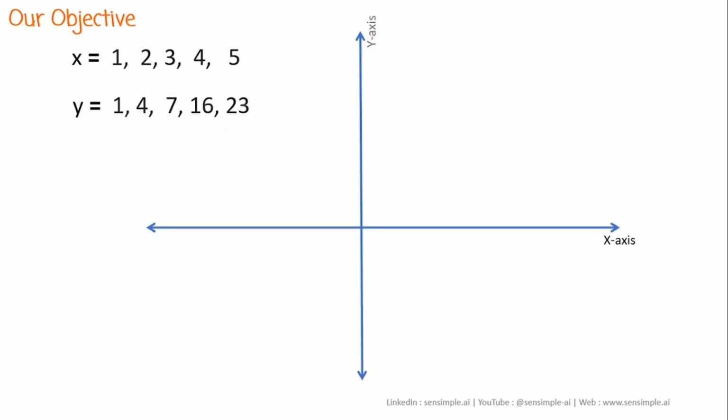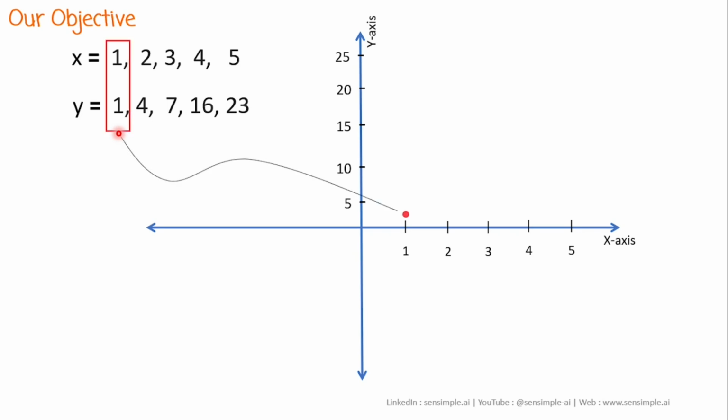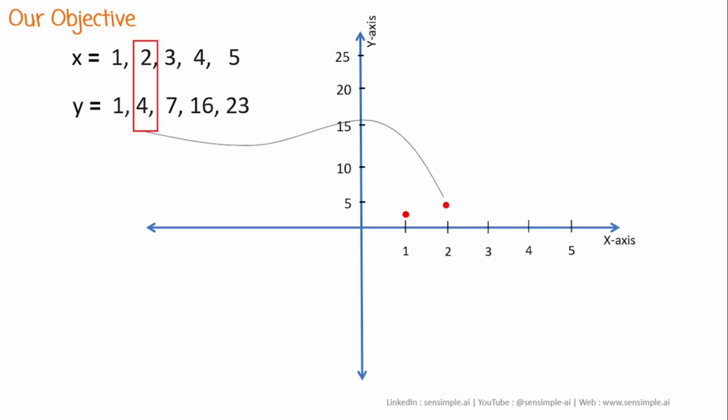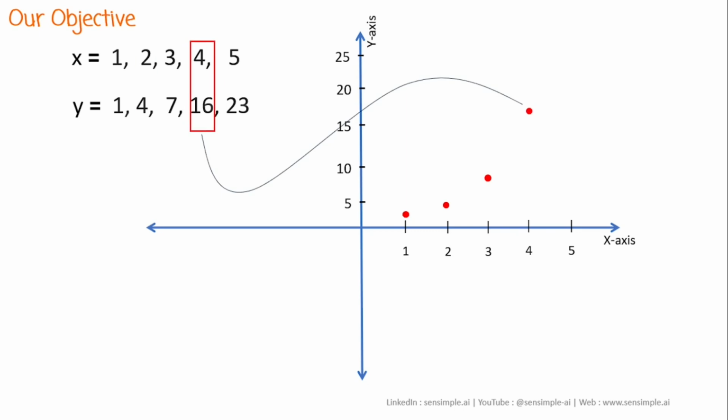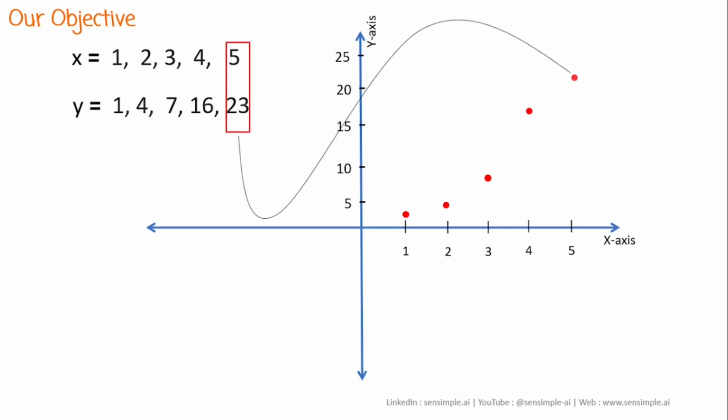Let's plot the axis lines and let's plot the axis points. So our first coordinate, which is 1, 1, will be plotted like this. And the second one, which is 2, 4, will be plotted like this. The third one, 3, 7, goes like this. And then the fourth one, which is 4, 16, goes like this. And finally, 5, 23 will be plotted like this. So this is the final plot that we want to draw in our Jupyter notebook using Python libraries.